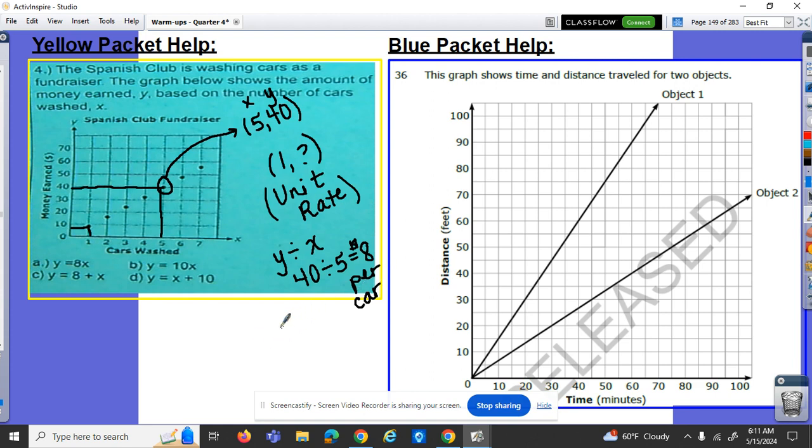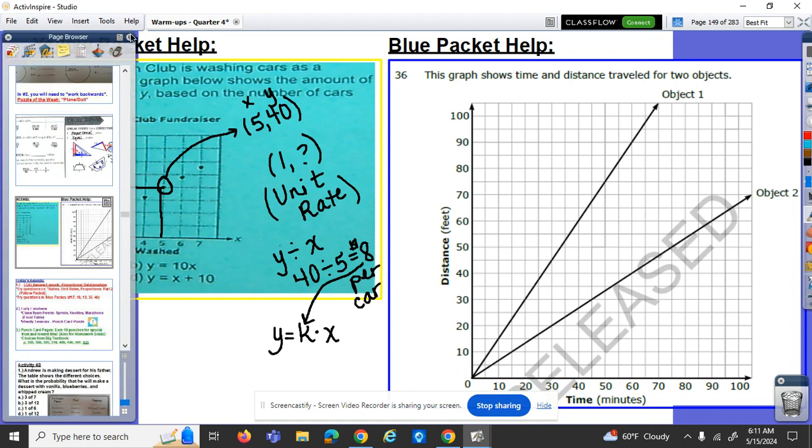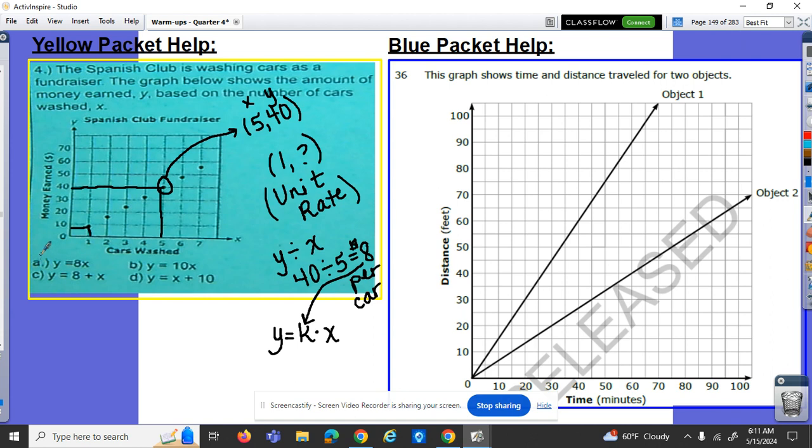So to form our equation, remember our equation is Y equals K, unit rate, times X. So all we do is put that 8 into that K spot. Do you see an equation that would match with that? Okay, if you were thinking A, you're on the right track. Y equals 8X.